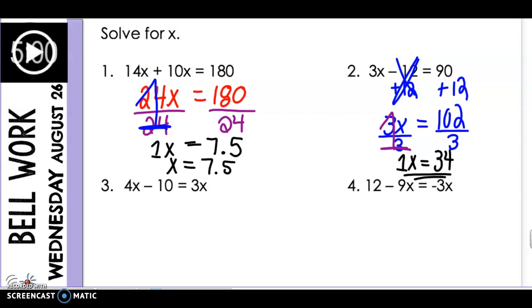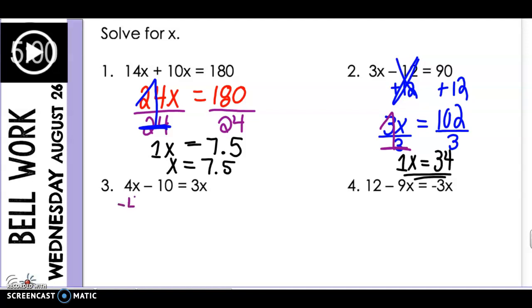Number 3, 4x minus 10 equals 3x. Now here, this one's a little tricky because we're used to moving over our constants. Like over there, we moved over the minus 12. We added 12 to both sides. This time, we have x's on both sides of the equal sign. So we need to figure out what we should do. What are we going to do to get those x's all on one side?